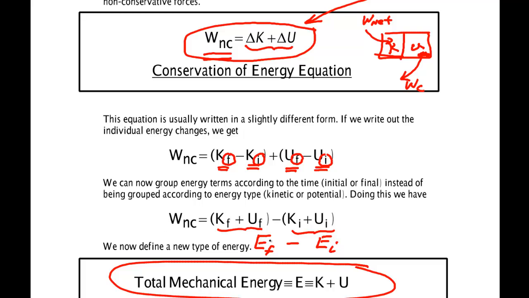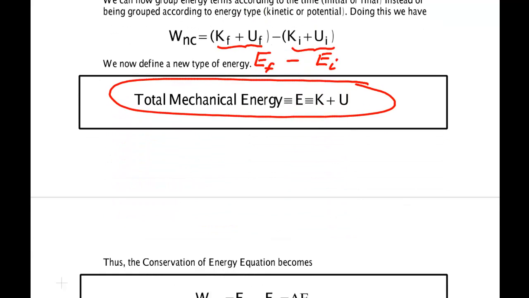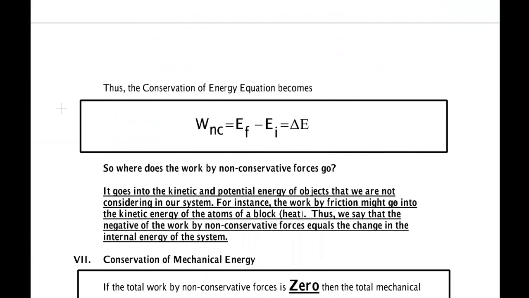So W_nc causes a change in this total energy of K plus U, the total bank account. If we write that in terms of our deltas, we get the work by non-conservative forces is equal to the change in the mechanical energy. And this is sometimes called the conservation of energy equation. Again, it's really just the work-energy equation written with a different perspective. We're not talking about motion. We're not talking about emphasis on potential. We're talking about what's the total amount of money in the bank account. So the work by non-conservative forces causes a change in the total mechanical energy.